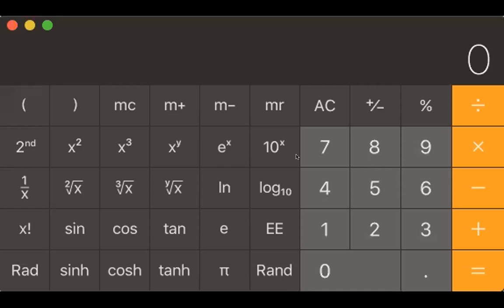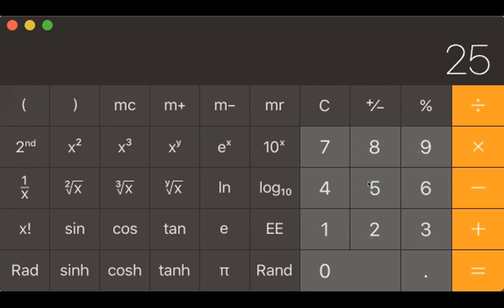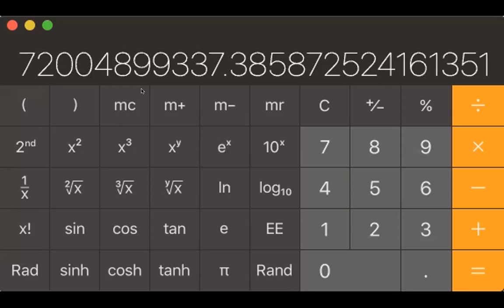Okay. So let's say you've got like 12 and you want to use the e. You just hit e to the x. So you take your number. Let's say your y-intercept is 25 and you want to find the Arrhenius constant. It's just e to the y-intercept. So you just hit e to the x, and that'll give you a big number there.